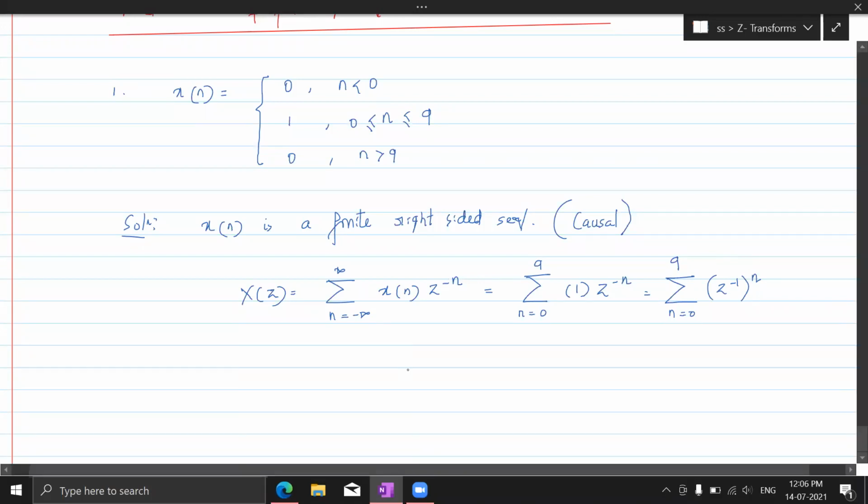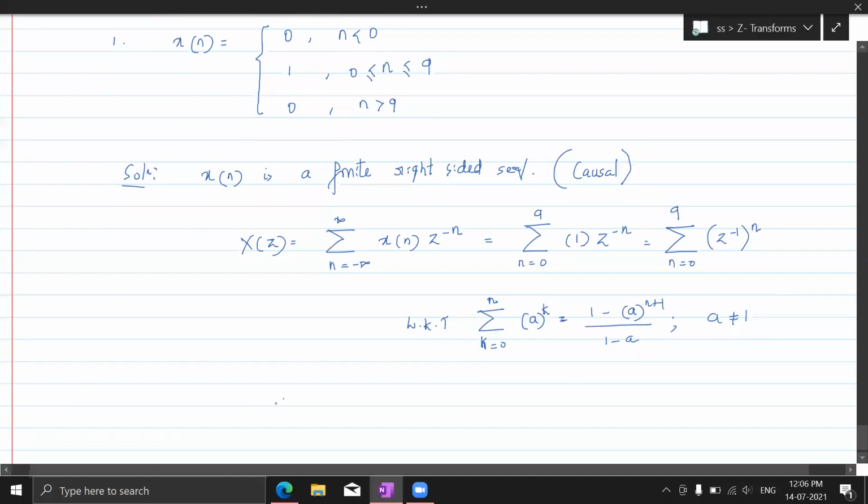Here, the standard transform is, every time I am solving this, I've been giving you the standard transforms. Suppose the sum goes from k equal to 0 to n of a to the power k. So this would be 1 minus a to the power n plus 1 divided by 1 minus a, for a not equal to 1. So z inverse is not equal to 1.